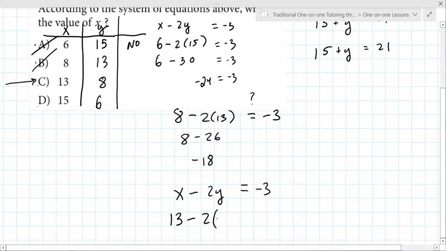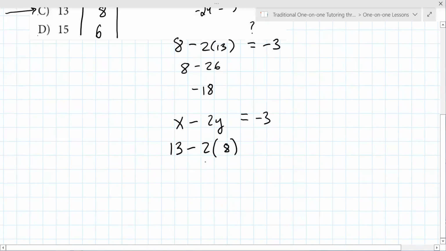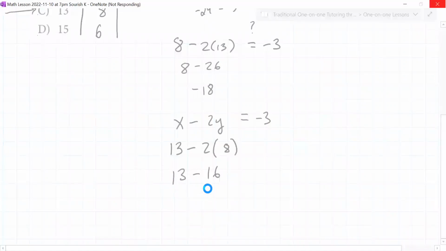Y is 8. Now, you for sure multiply first because of order of operations, but the order matters. It is not 16 minus 13. It is 13 minus 16. That's -3. You have to do the order that matters. The order matters here. It's -3. Okay. Yeah, it's -3 because that's the answer.